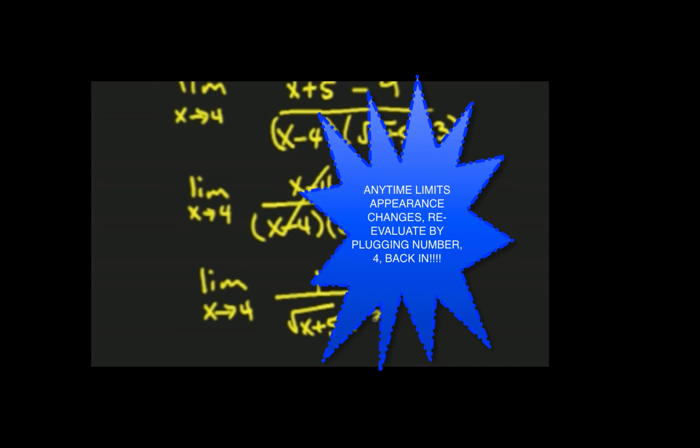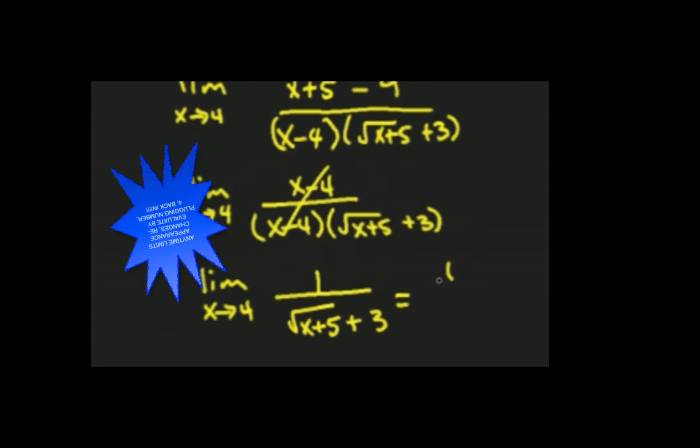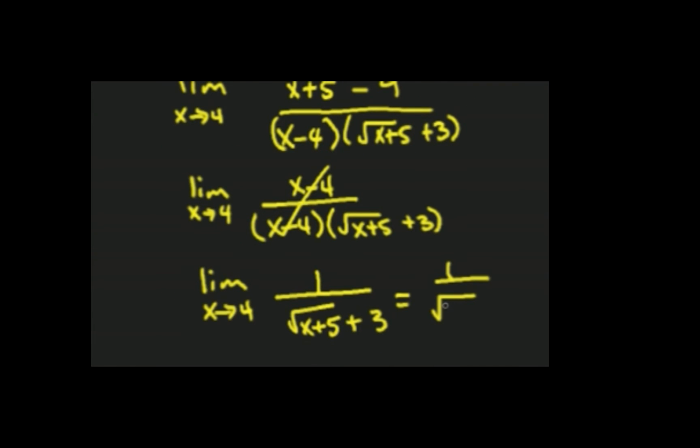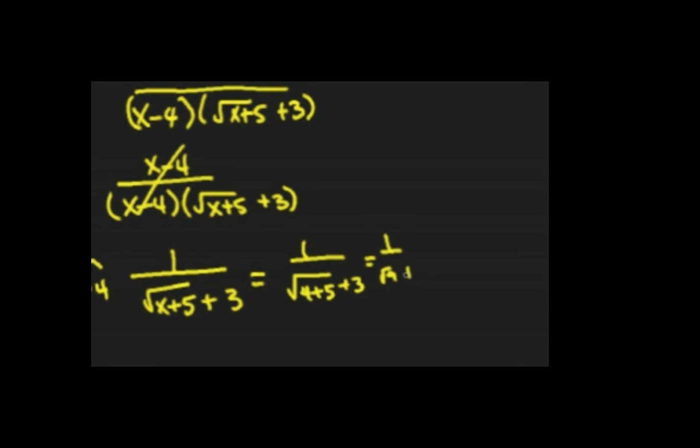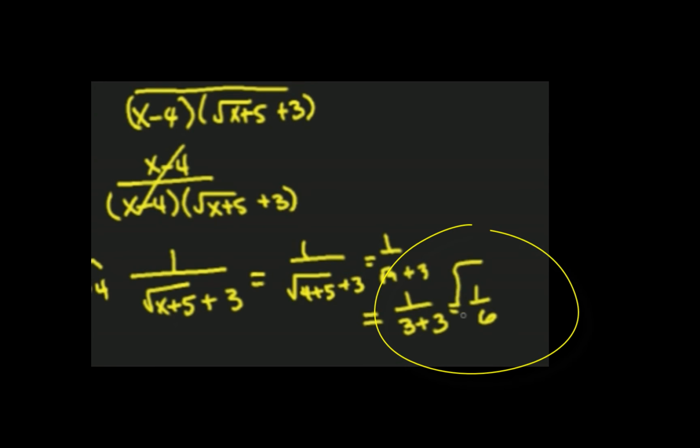So if I reevaluate this limit and I plug in, I'm going to get 1 over the square root of 4 plus 5, plus 3. So that's going to give you 1 over square root of 9, plus 3, which is 1 over 3 plus 3, which equals 1/6. There's your answer to that one.